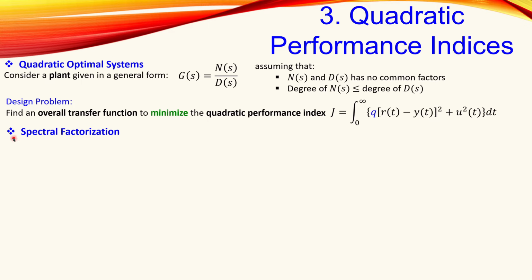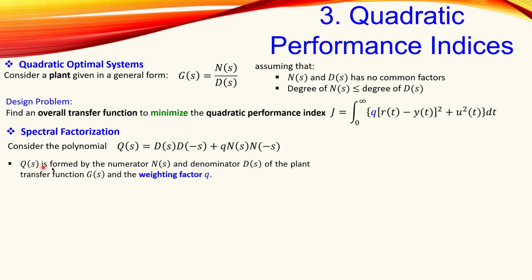The next topic is the spectral factorization. This is an important theorem to continue our analysis. It says the following. Now we consider a polynomial Q which has D(s) times D(-s) plus that Q again times the numerator N(s) times the numerator with a minus s included. So Q is formed by the numerator and the denominator of the plant, which we have here given in a general form, and also the weighting factor.